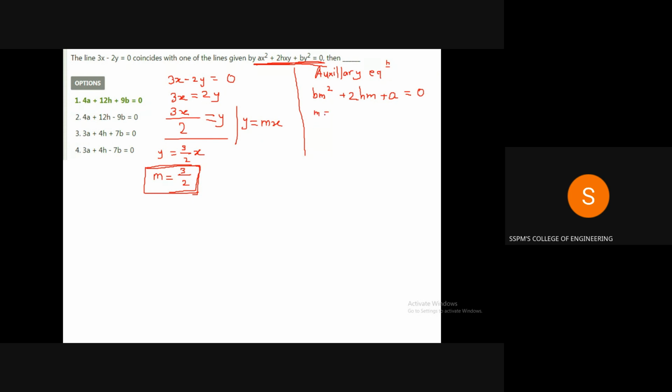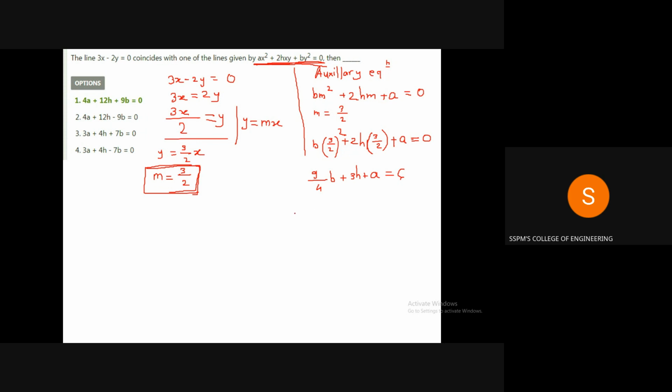Just put m is equal to 3/2 in this equation. You will get b into m square, that is 3/2 square, plus 2h into m. What is m? m is again 3/2, plus a is equal to 0. Just solve this. 3/2 square is 9/4, so 9/4 b plus 2h into 3/2. This 2 and 2 will get cancelled. We will be left with 3h plus a is equal to 0.